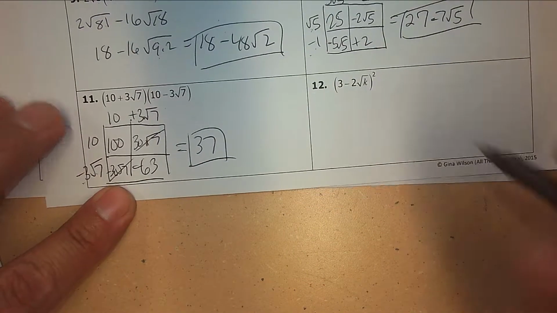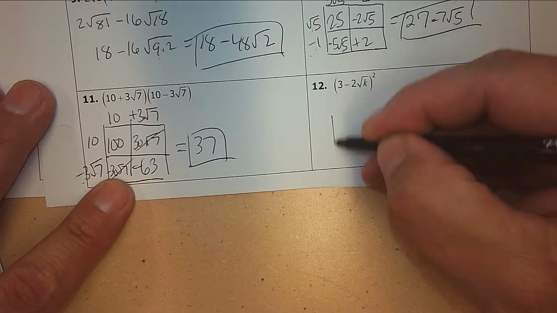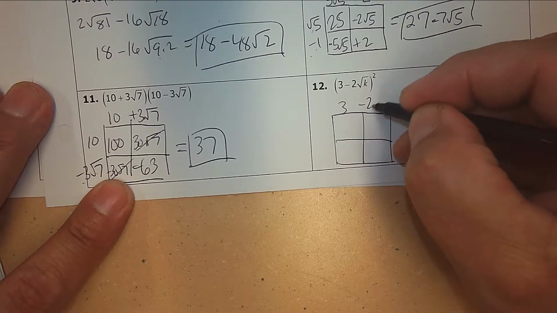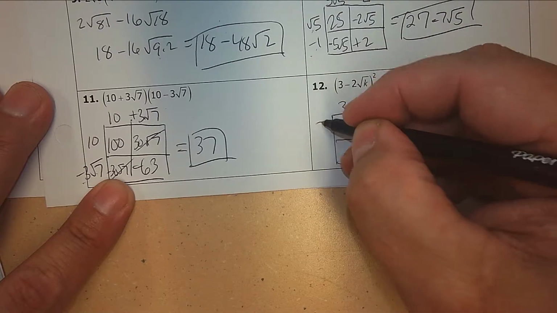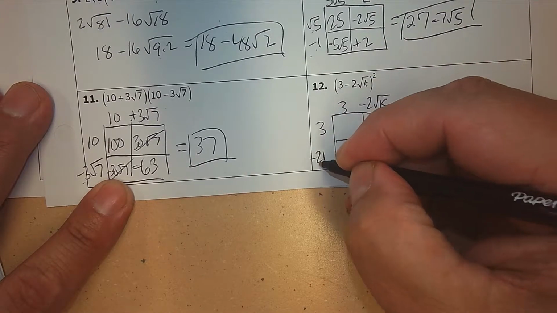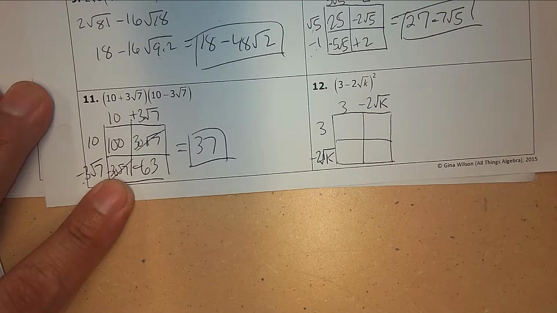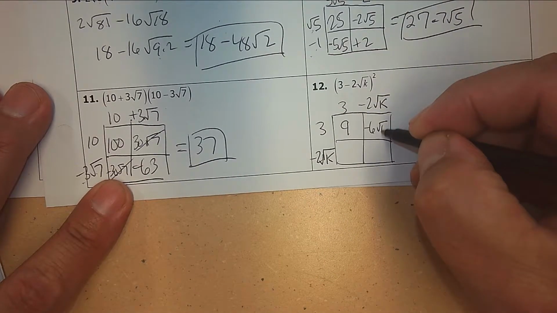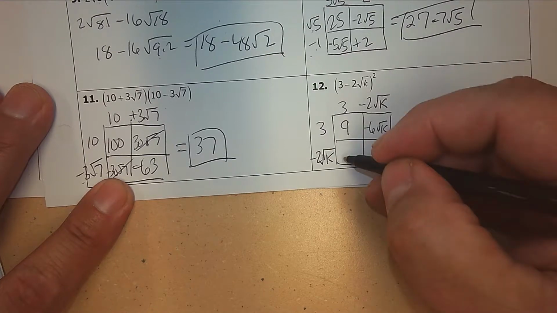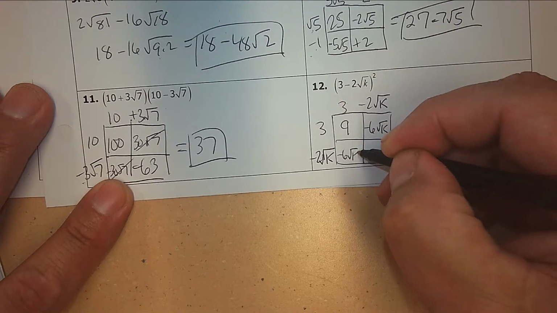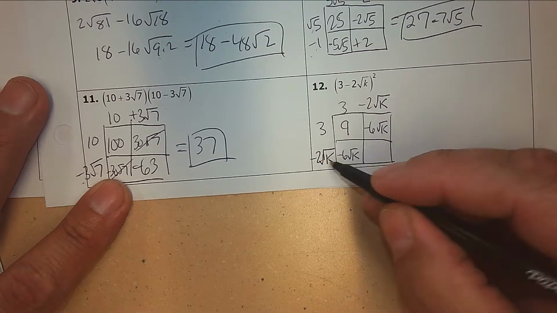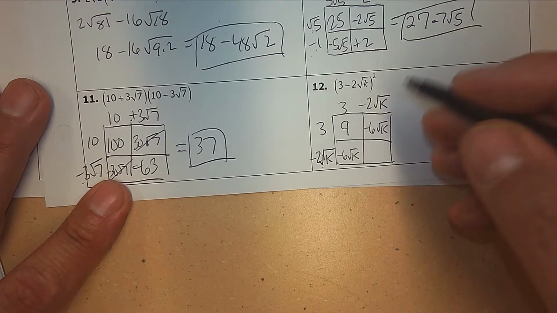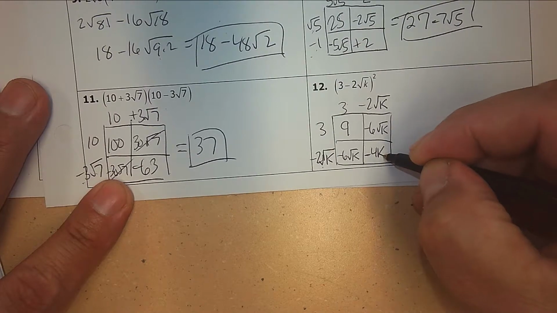All right, now last one, number 12. When you're squaring, you're foiling. So again, I'm going to set this up to FOIL. 3 minus 2 root k. Here the middle terms will not cross out. So I just write them twice. And then be careful when I multiply. So that's 9. This is negative 6 root k. Negative 6 root k. And this is root k times root k, which is k. And negative 2 times 2, which is negative 4. So altogether it's negative 4k.